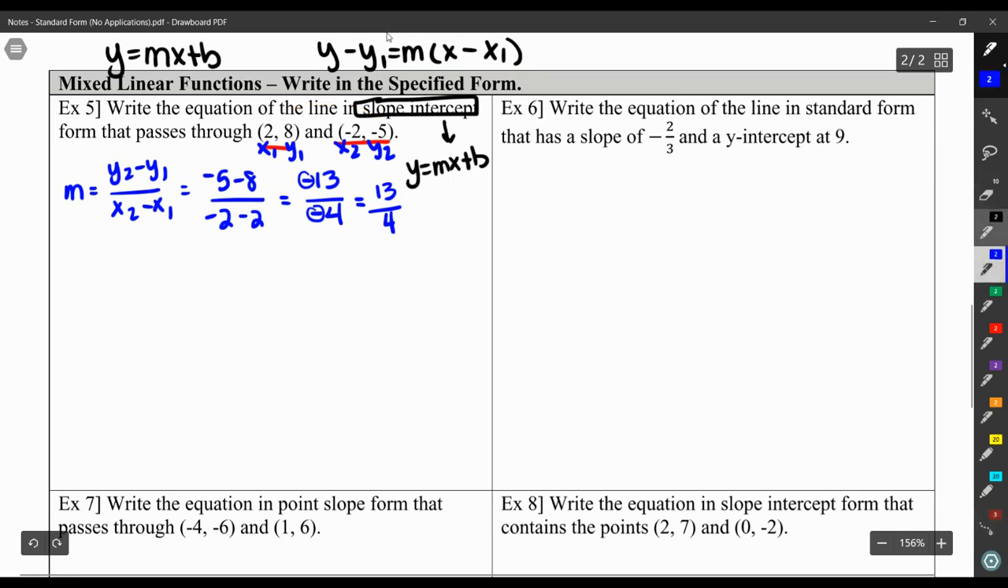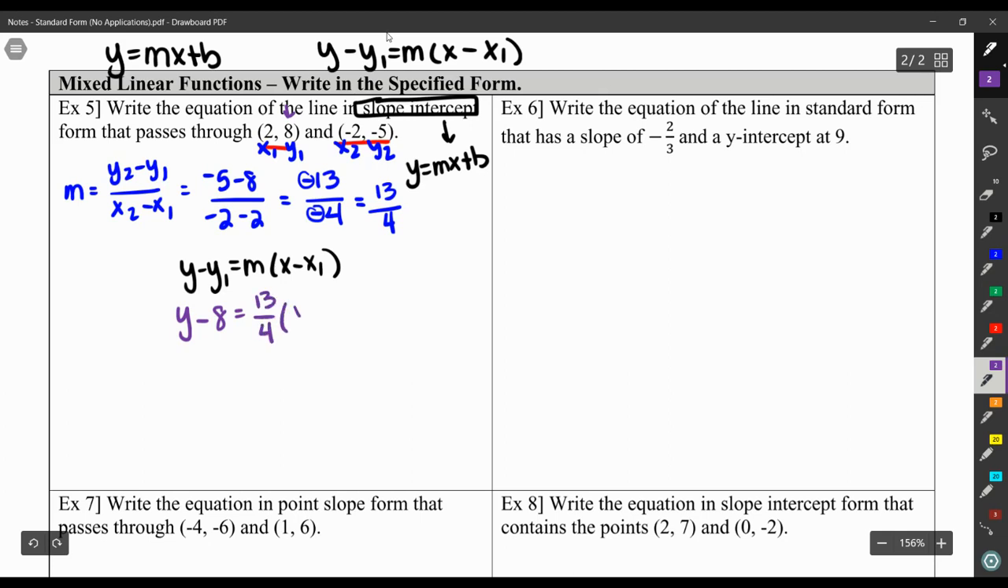So we're going to have y minus y1 equals m times x minus x1. And we're going to plug in our numbers. So we're going to have y minus y1, I labeled an 8, so we're just going to keep it the same, equals m, which is that 13 over 4, times x minus x1, which is a 2.